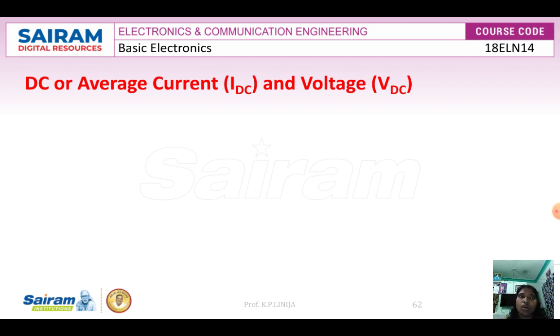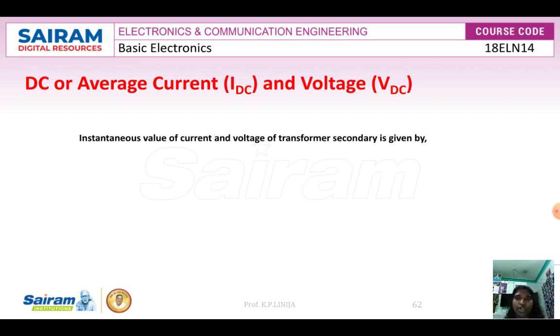DC current or average current is represented by IDC, and DC voltage or average voltage is represented as VDC. Now the instantaneous value of current and voltage of the transformer secondary is given by, we know that in the half wave rectifier we derived V is equal to Vm sin theta. In the same way, current I is equal to Im sin theta. What is this Vm? Maximum voltage, and current Im is maximum current.